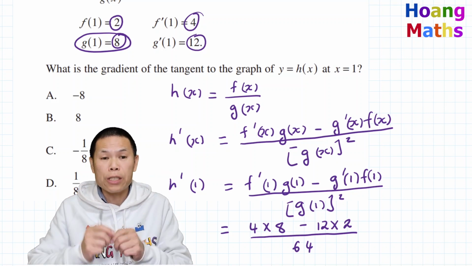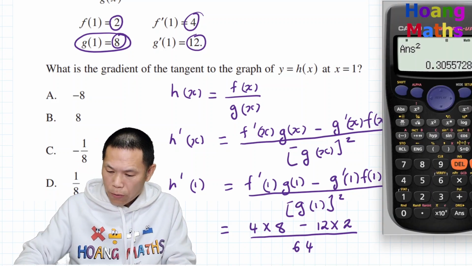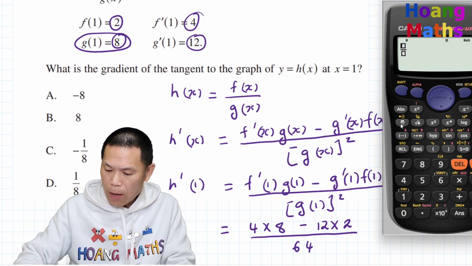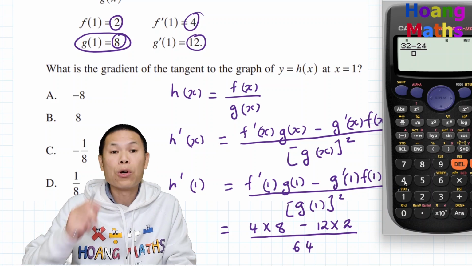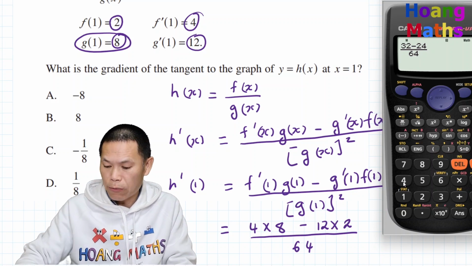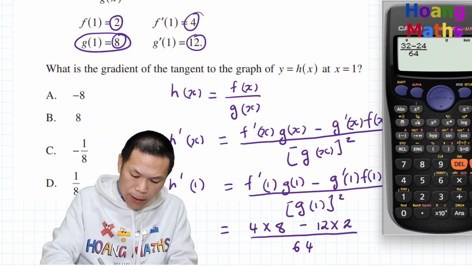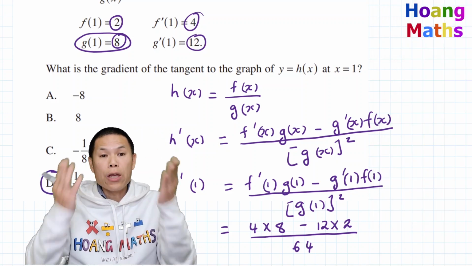What I do now is put it into the calculator, using fractions. 4 times 8 is 32, we minus 24 because 12 times 2 is 24, over 64 because 8 squared is 64. So there you go, 1 over 8. So the answer is D.